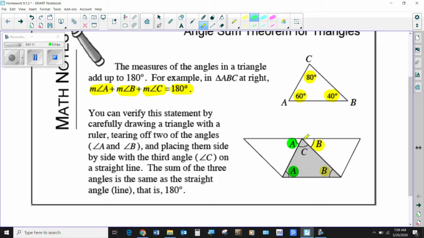So when these are all laid side by side, angle A, angle B, and angle C form a straight line, which means that they're all supplementary, which means that they have a total sum of 180 degrees. So yet another proof for triangle sum theorem.